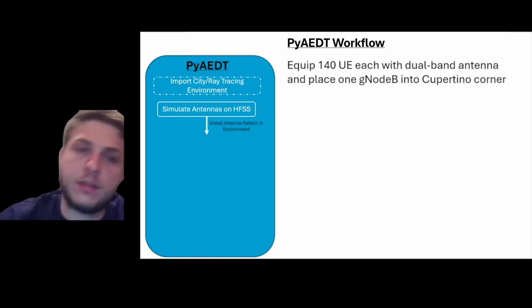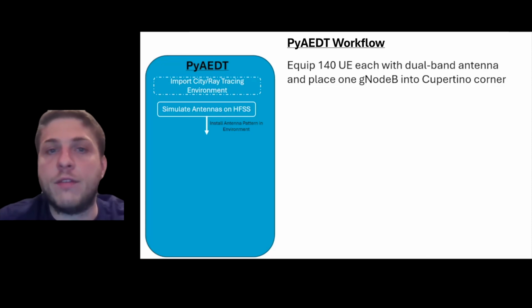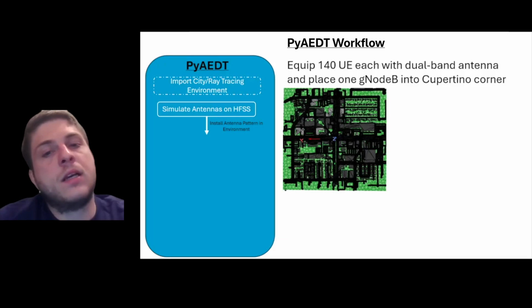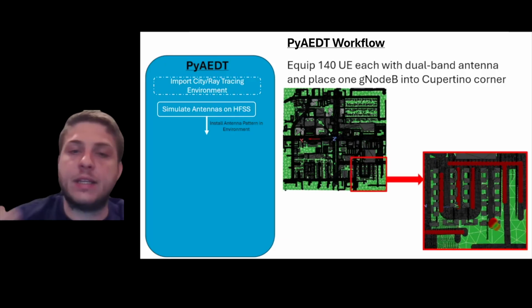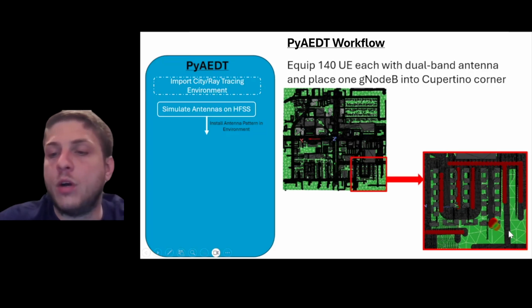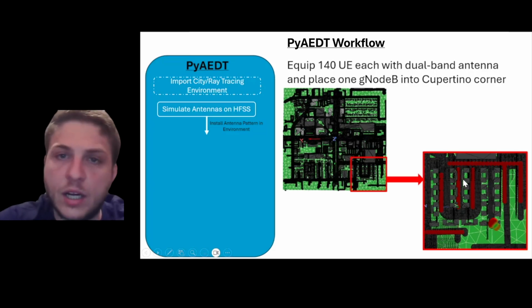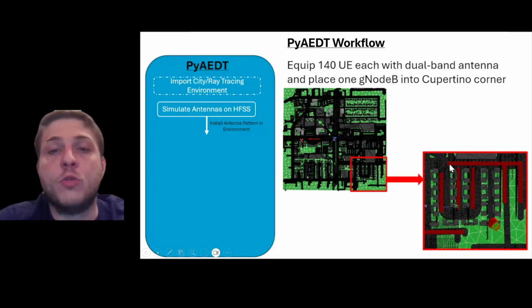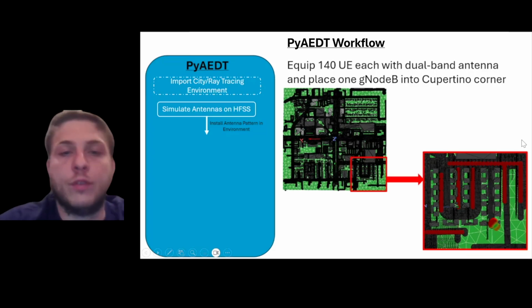So now our goal is to install the antenna patterns into the environment. In this example, you have 140 UE antennas, dual band antennas, two antennas per cell phone, and then you have a G Node B. We place it in the corner in this part of the Cupertino. So here the big blob is the G Node B, and then the small blobs are the 140 UE antennas, UEs, cell phones, each having two antennas with two different polarizations.